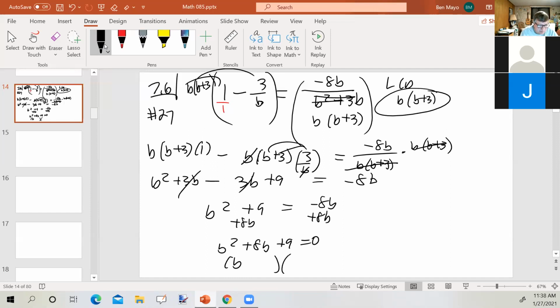And we get, let's see here. What do we get there? I don't think that factors, does it? Product is 9. Let's see. If the product is 9 and the sum is 8, 9 and 1, 3 and 3. Well, let's see here. Maybe I've done something wrong.